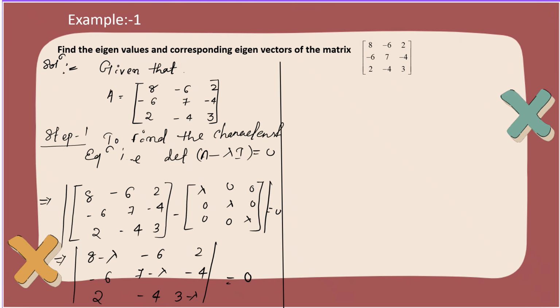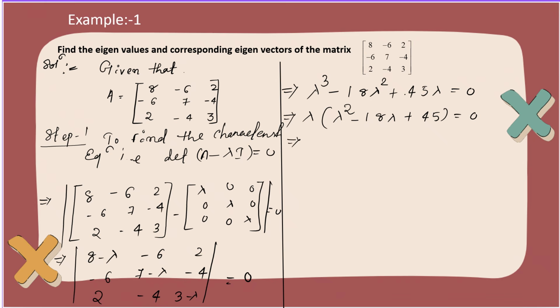Now you have to find the determinant of this matrix. All of you know how to find the determinant of a matrix. When you find the determinant, you get this equation: lambda cube minus 18 lambda square plus 45 lambda is equal to 0. Now take lambda common. So you get lambda into lambda square minus 18 lambda plus 45 is equal to 0.